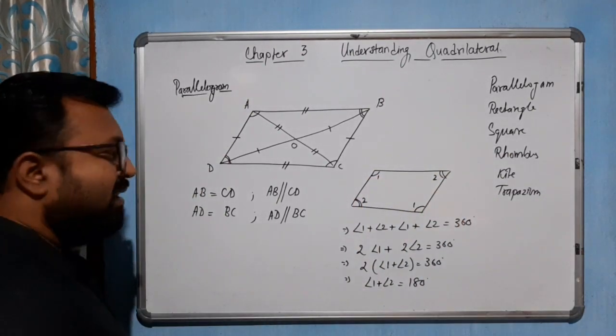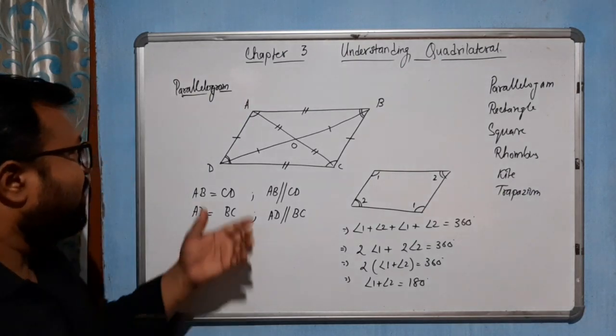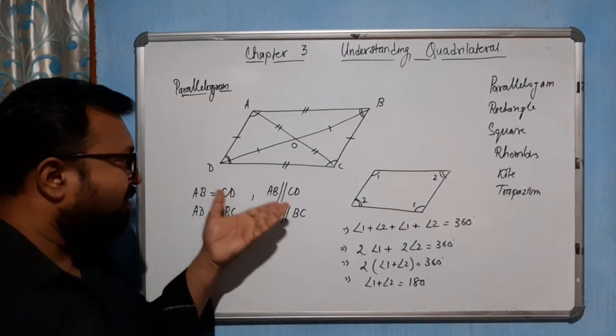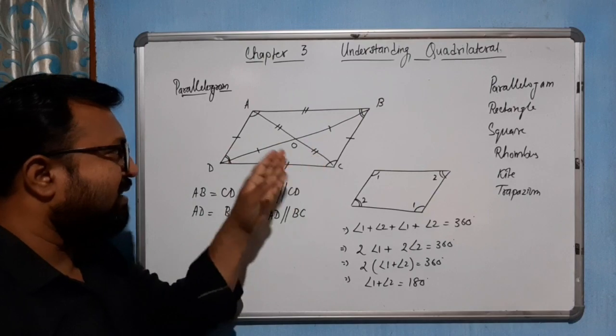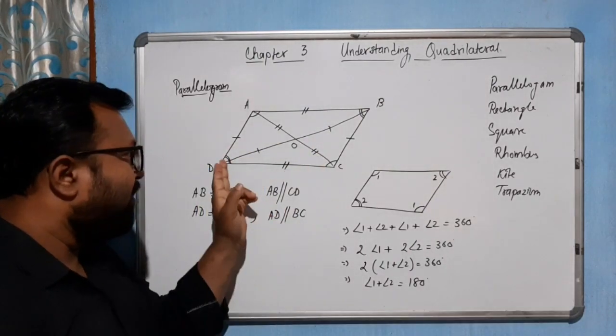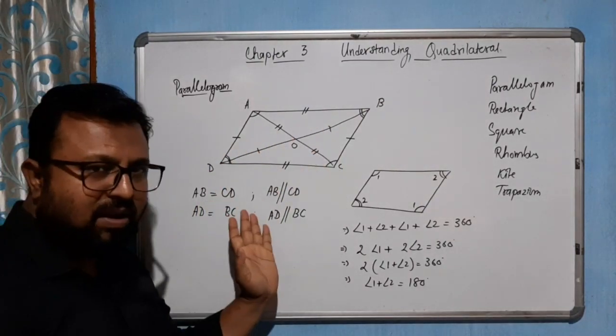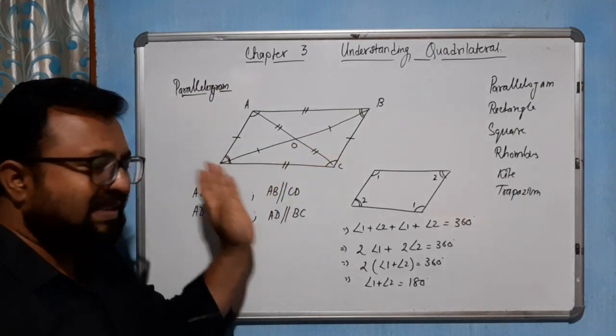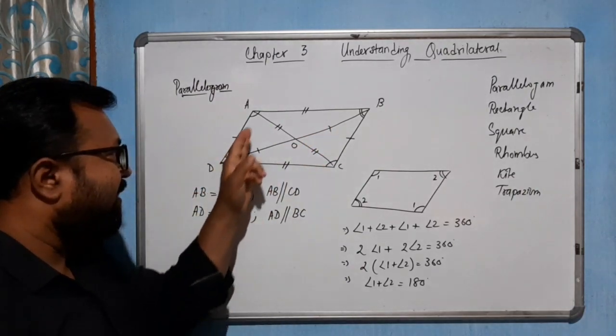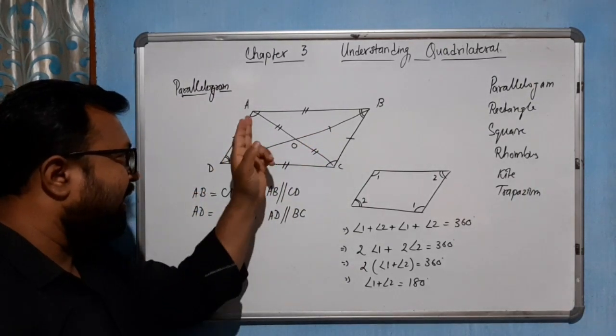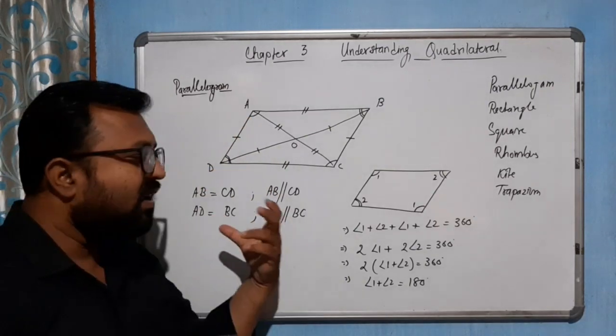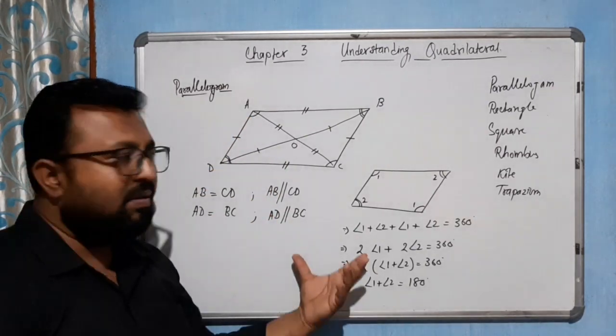Is it clear? So from the parallelogram we came to know that the opposite pairs of sides are equal as well as parallel. The opposite angles are equal. Diagonals bisect each other, and the consecutive or adjacent angles are supplementary. Hope you understood this part.